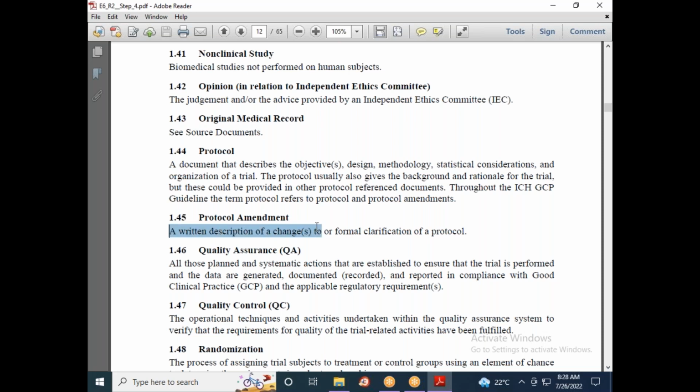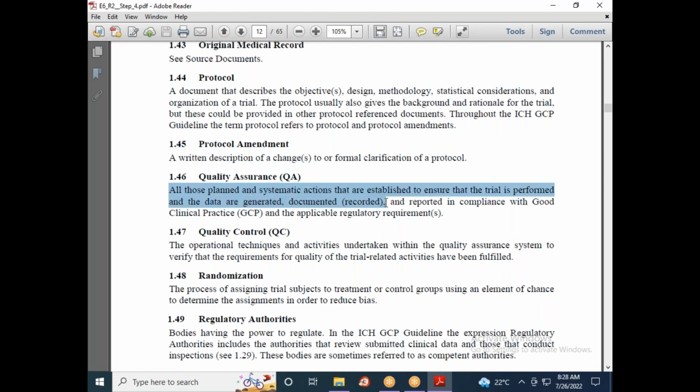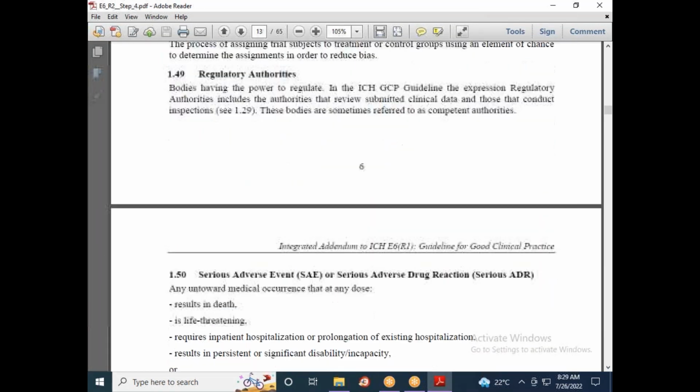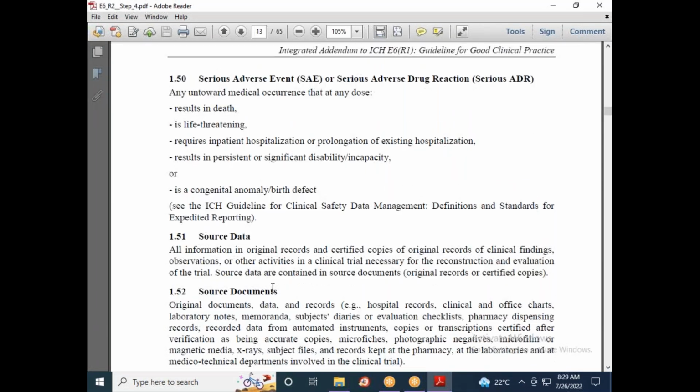Protocol amendment: any change to your protocol is considered a protocol amendment. QA and QC: quality assurance is the one who approves quality on the final product. QC is inline; in each and every department, internally you have QC. Randomization is a process of assigning subjects to treatment or control groups using an element of chance. Regulatory authorities, we know. SAE, serious adverse event.